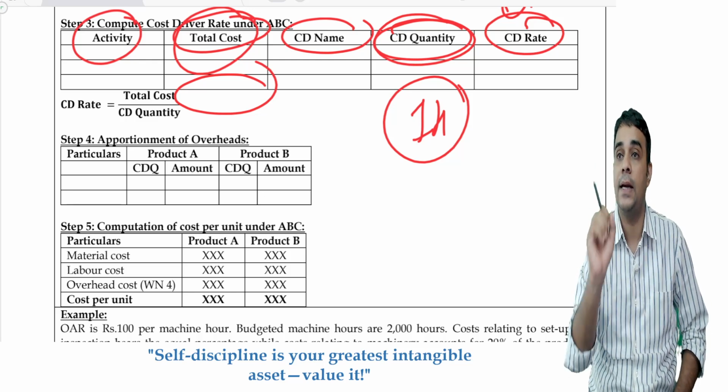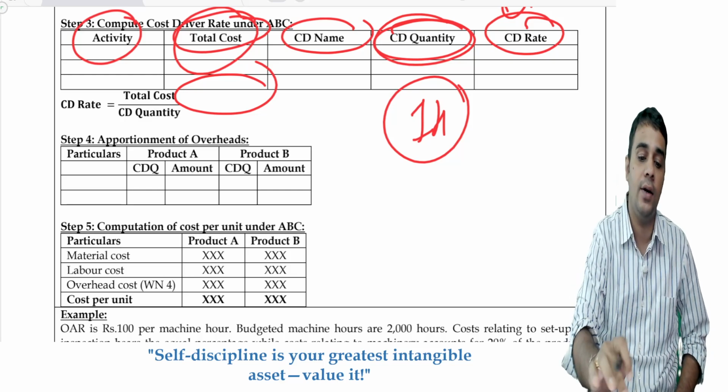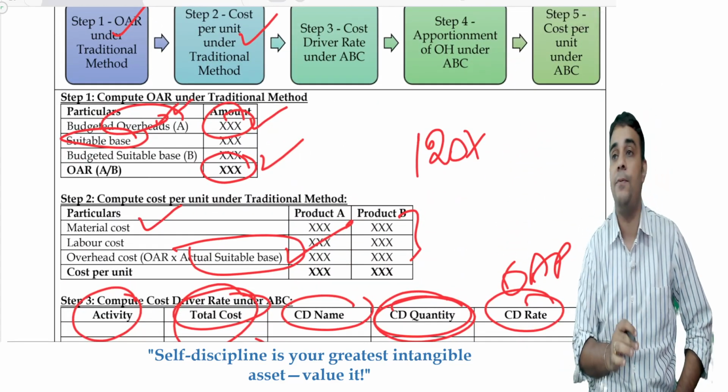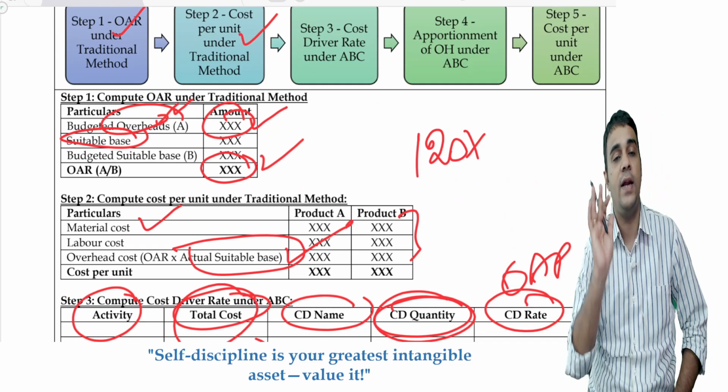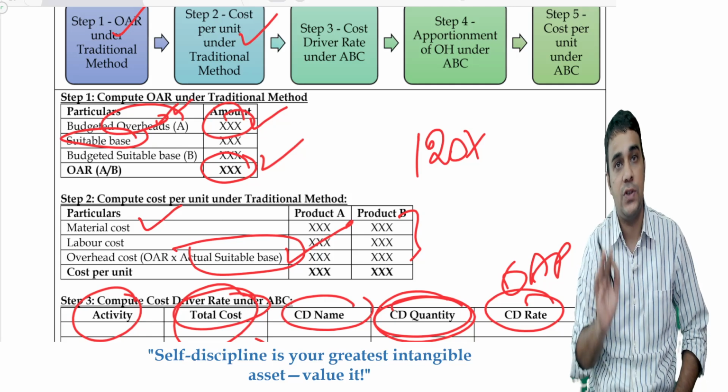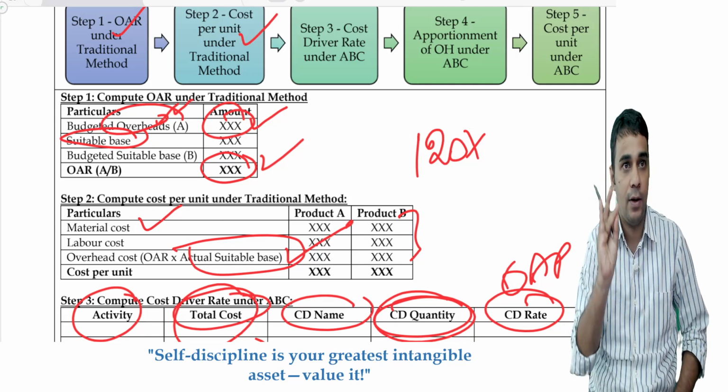Multiplication with what? Multiplication with CD rate. Once you are done, you will get the overhead cost. Step 5 is copy paste of step 2. Overheads alone will change. Material cost same number. Labor cost same number.